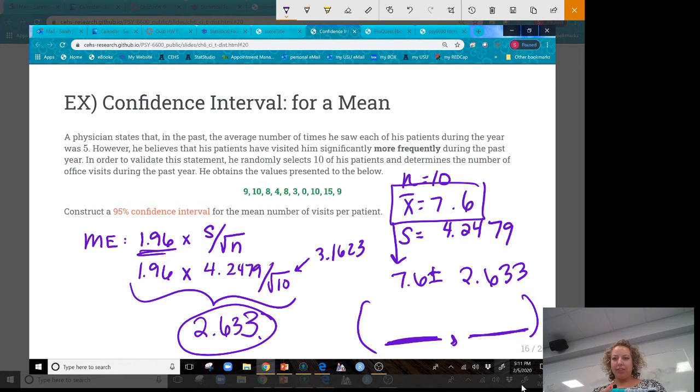So 7.6 minus the 2.633, that gives us the lower number. And then when we add them, we get the higher number.